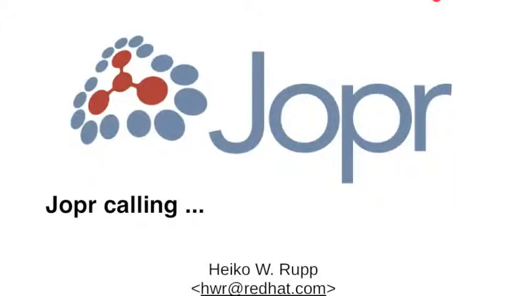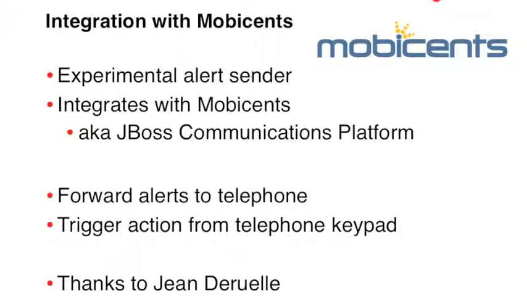My name is Heiko. Today I will show you how Jopr can talk to you on the phone when an alert is triggered. This functionality has been made possible via the Mobicents platform and lives currently within an experimental branch in the RHQ Subversion repository. Basically, it's now possible that Jopr calls an operator on the phone when an alert happens, and the operator can trigger actions by pressing keys on the keyboard of the telephone.